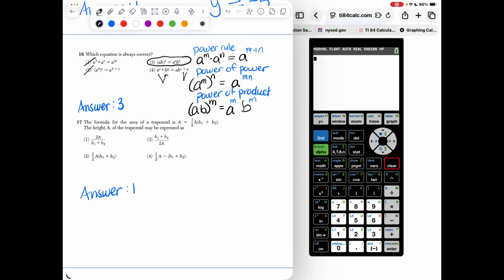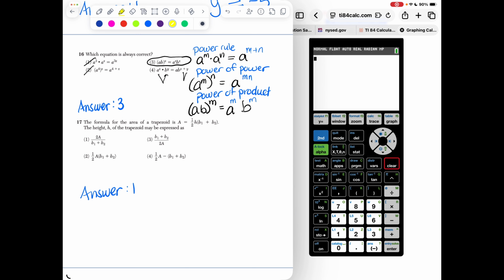And in number 17, we're rewriting a formula. The formula for the area of a trapezoid is A equals 1/2 the height times (base 1 + base 2). I usually tell kids we're going to find the average of the bases. So we add base 1 and base 2, divide that by 2, and then multiply it by the height. But because all these numbers are being multiplied, the order doesn't necessarily matter. But in this part, what we want to do is find the height.